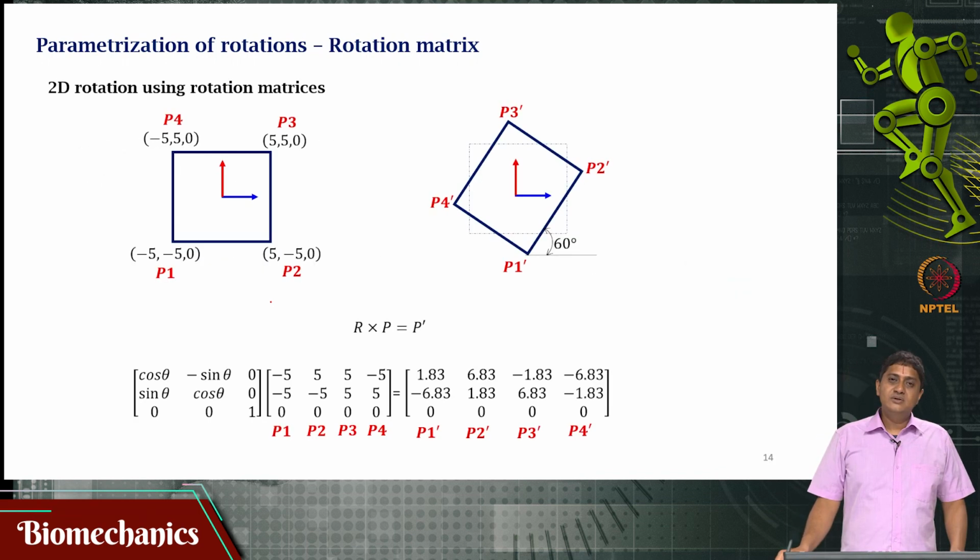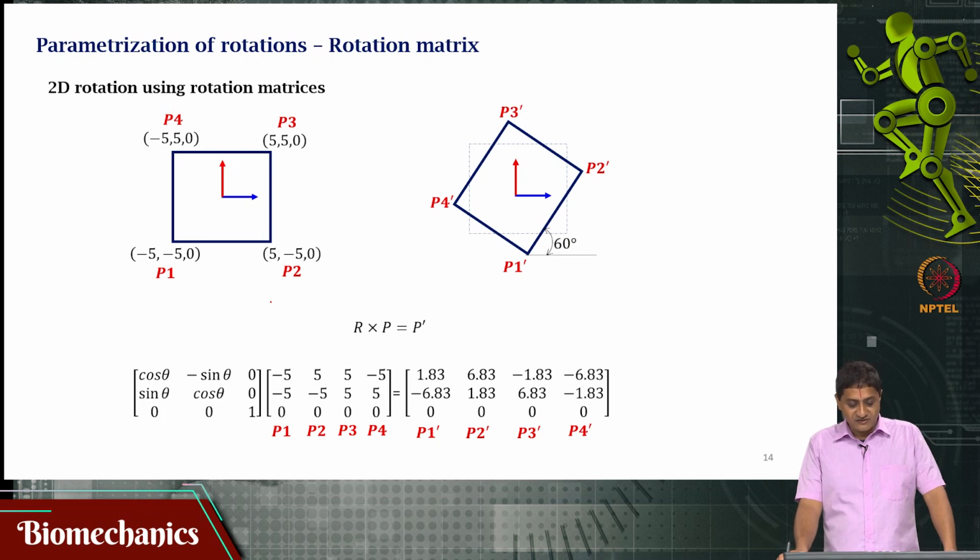Okay. Now, let us say that we have this square whose coordinates are defined by these points as shown. Actually, we are having only 2 coordinates, just the x coordinate and y coordinate, where point 1 is minus 5 comma minus 5, point 2 is 5 comma minus 5, point 3 is 5 comma 5 and point 4 is minus 5 comma plus 5.